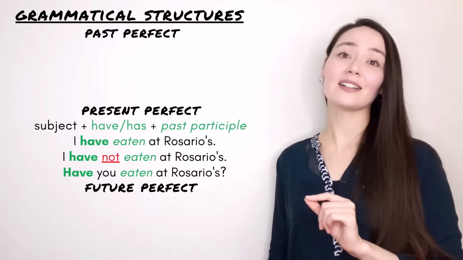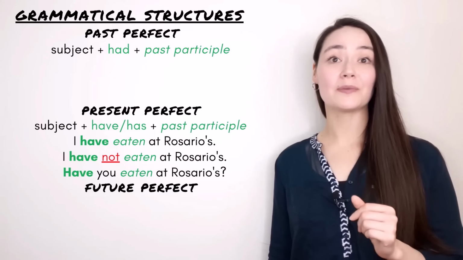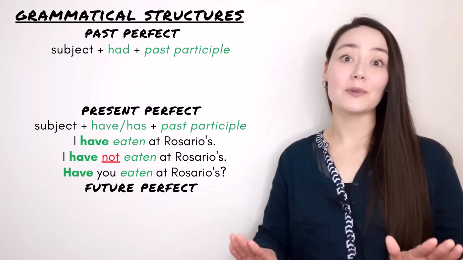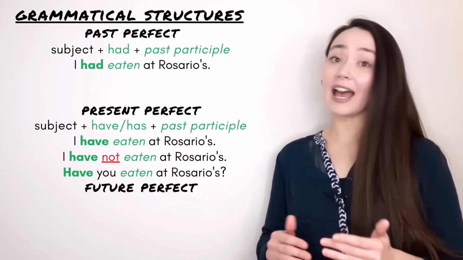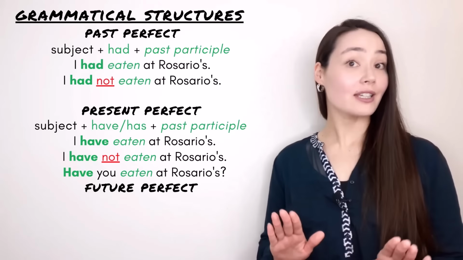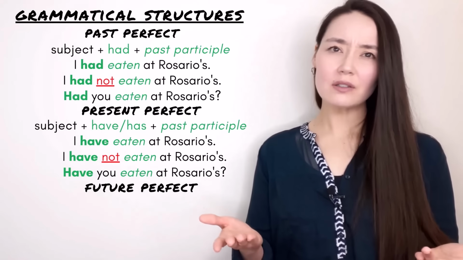Past perfect. Subject, had plus past participle. The good news is we use had for all subjects. I had eaten at Rosario's. Negative: I had not eaten at Rosario's. Had you eaten at Rosario's?